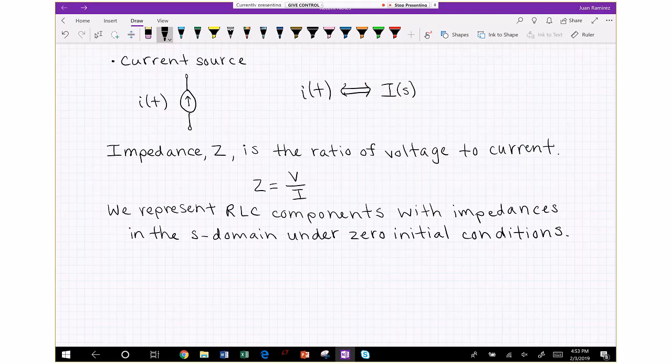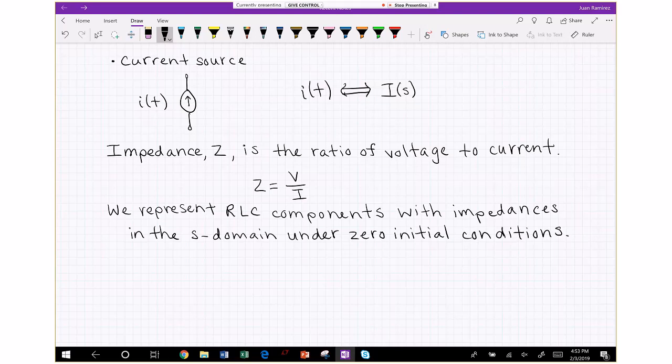As we analyze more complex circuits in the Laplace domain, at that point you do have to represent those circuits with initial conditions that are non-zero, and that requires a little bit more effort and adds, again, more complexity to the analysis. For now, we will disregard that.